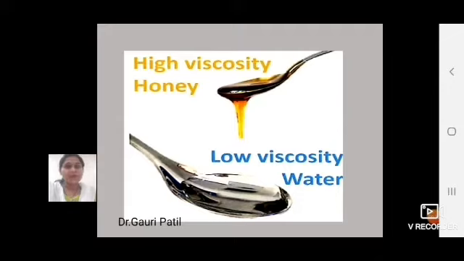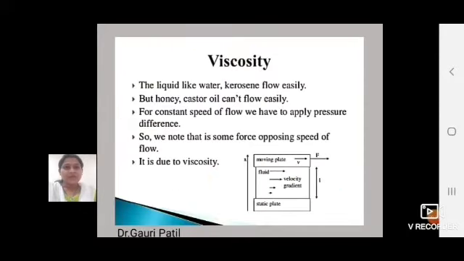So when we compare the viscosity of water and honey, what do we get? Honey has the highest viscosity compared to water, which means water has a low viscosity. Water and kerosene flow easily because they have low viscosity, but honey and castor oil can't flow easily because they have high viscosity. So for constant speed of flow, we have to apply a pressure difference.